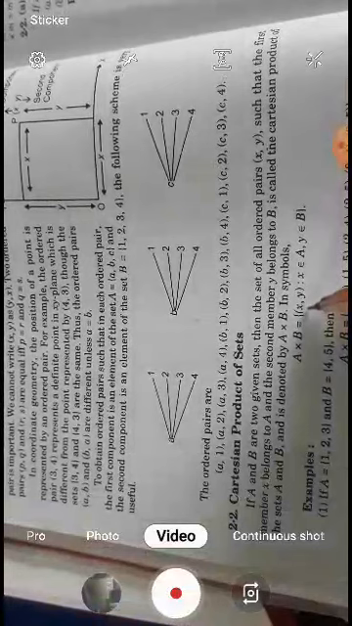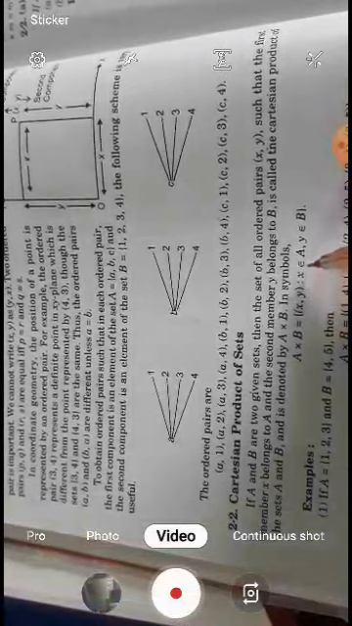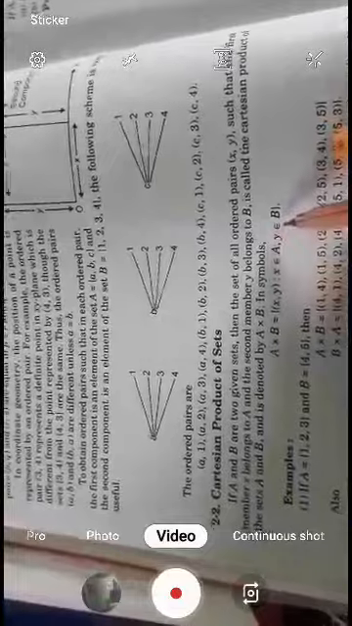If A and B are two given sets, then the set of all ordered pairs (x, y) such that the first member x belongs to A, and the second member y belongs to B, is called the Cartesian product of sets A and B. It is denoted by A cross B. In symbols, A cross B = {(x, y): x belongs to A and y belongs to B}.